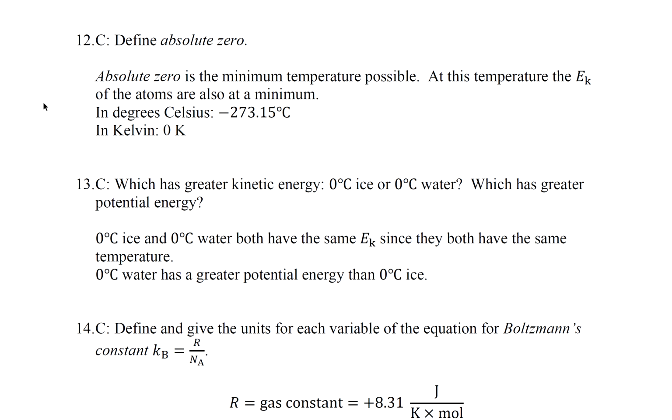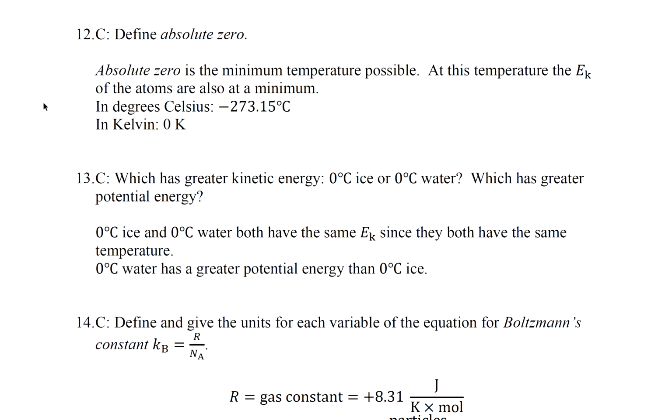Question 12. Define absolute zero. Absolute zero is the minimum temperature possible. At this temperature, the kinetic energy of the atoms is also at a minimum. So in degrees Celsius, it's minus 273.15 degrees Celsius, and in Kelvin, it's 0 Kelvin.